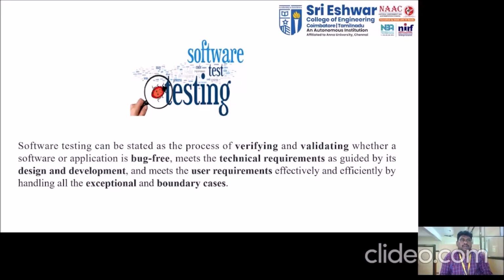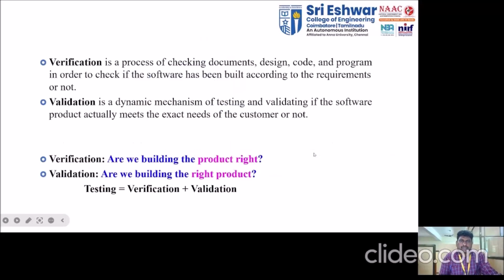Verification means a non-executable process. That is, checking documents, design, code, and programs in order to check that the software has been built according to requirements, so the requirements are met. That is verification. Validation means the executable process, so that is the dynamic mechanism.